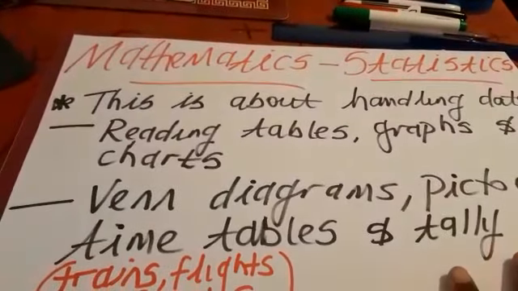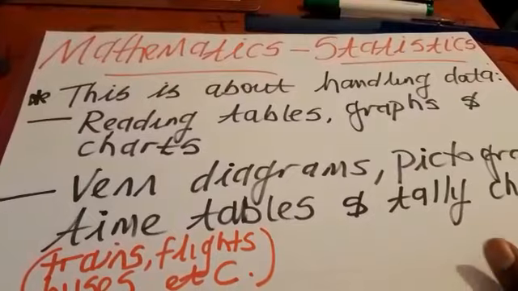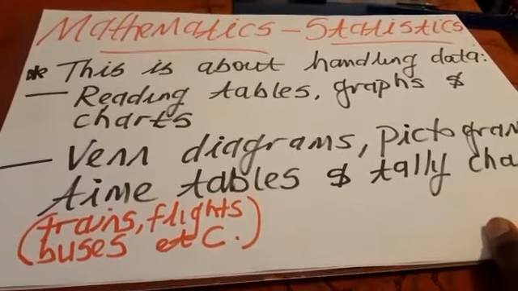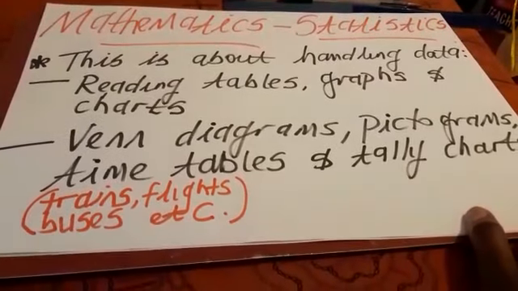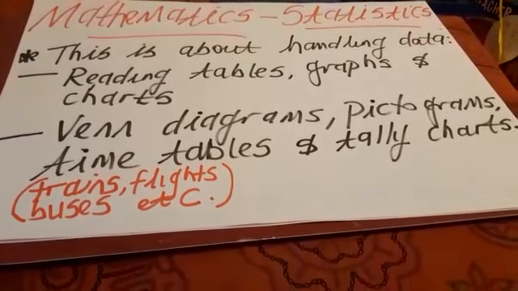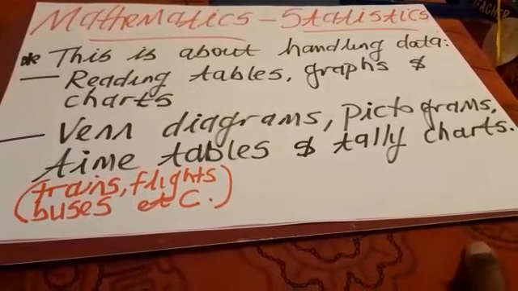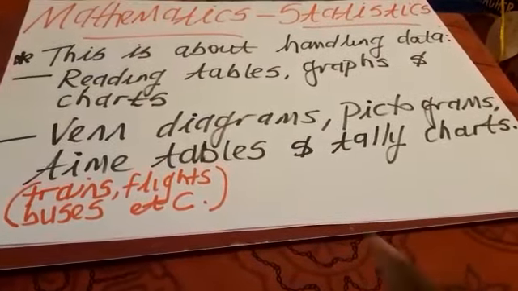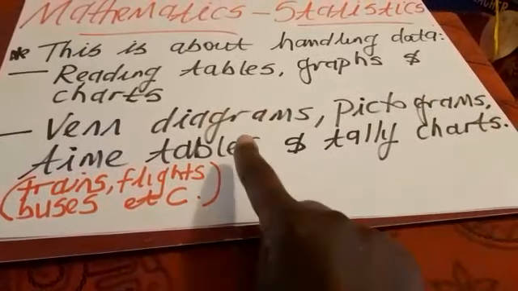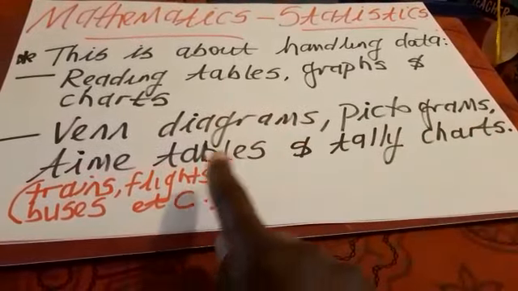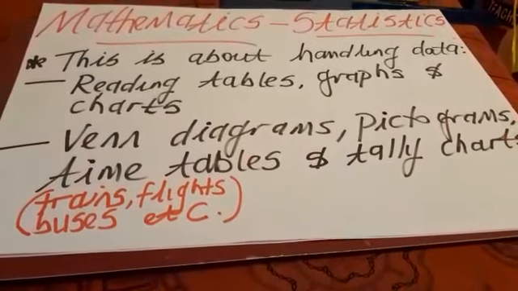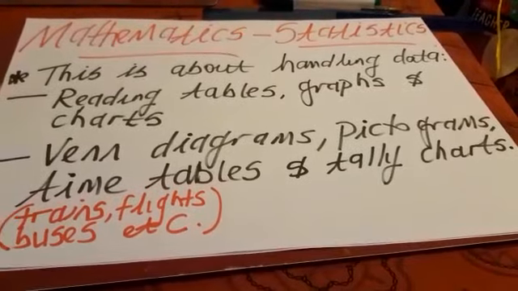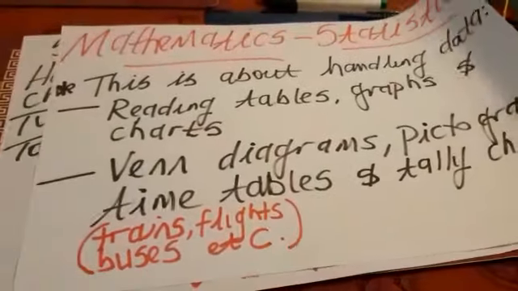So I've got my paper here ready. When we talk about statistics, this is all about handling data, reading tables, graphs, and charts. If you remember, we've done some of this work in the autumn term, so it should refresh your memory. When we're talking about reading tables, graphs, and charts, we're looking at things like Venn diagrams, pictograms, timetables, and tally charts. When I say timetables, I'm talking about things like the train schedule, flight schedule, the bus schedule. Okay, so let's get into it.